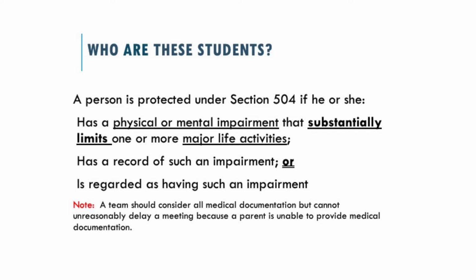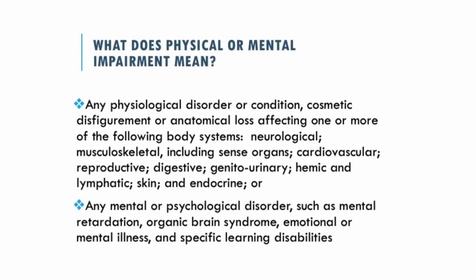Section 504 regulations apply to students in preschool, elementary, secondary, and adult education. The eligibility team, including the 504 coordinator, a minimum of one general education teacher, and the parent determine if a student has a physical or mental impairment which substantially limits one or more major activities when the condition is in its active state. Please note that a team should consider all medical documentation. What does physical or mental impairment mean?